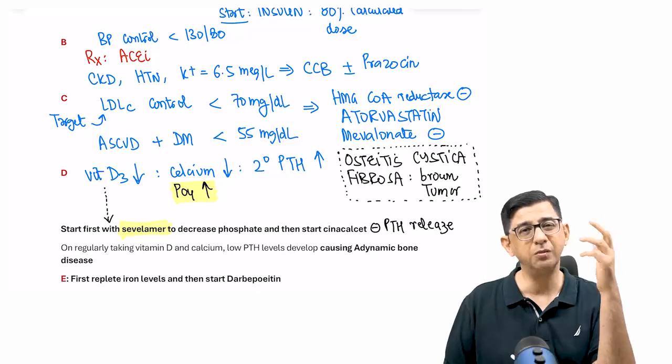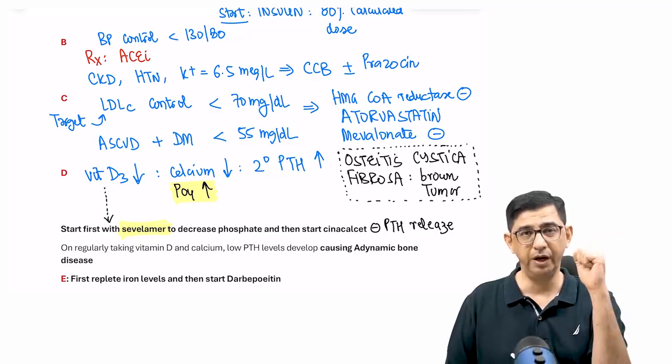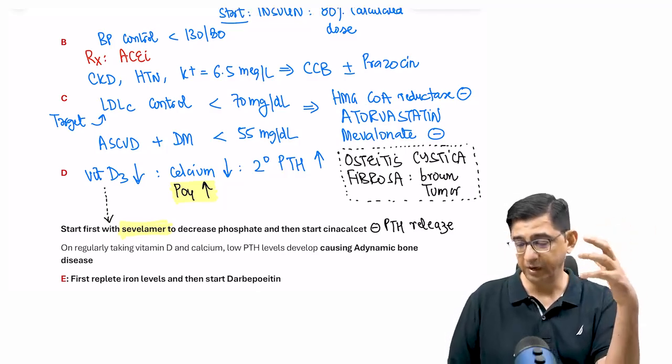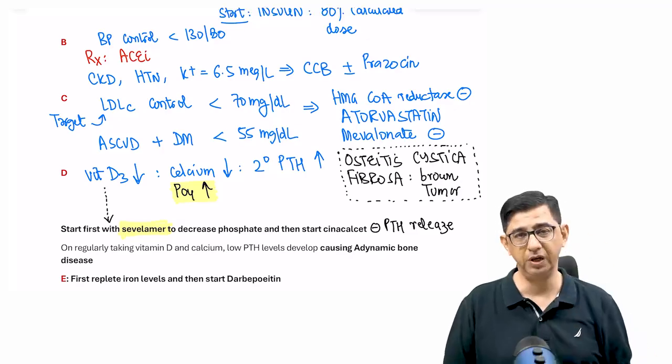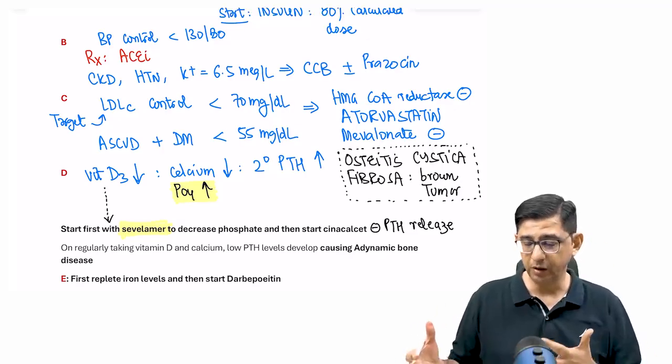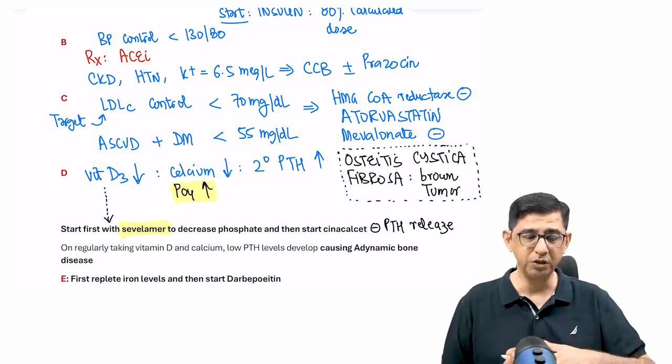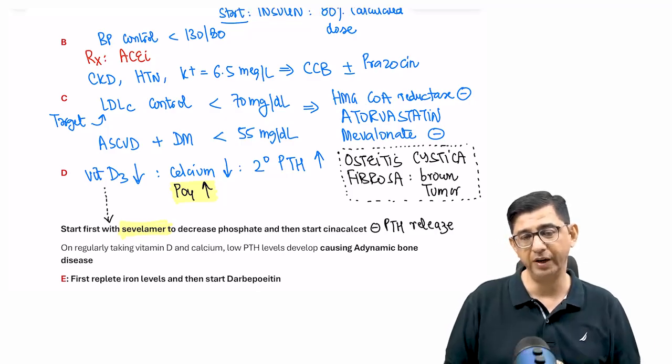But what is the calcimimetic drug doing? It's fooling the parathyroid gland into believing everything is okay. So it will remove the stimulus for PTH release. So the mechanism of action is inhibition of PTH release, because PTH release is the problem that is causing bone weakness and can cause pathological fractures.